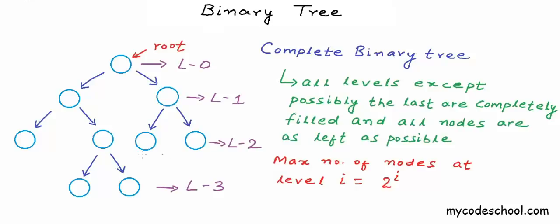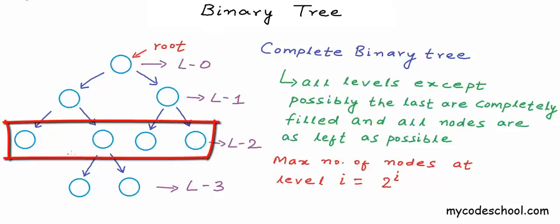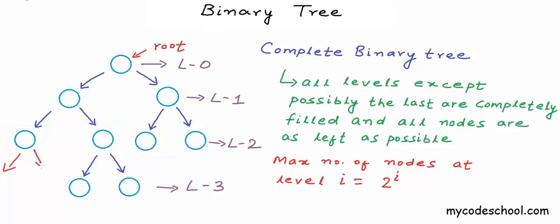Here in this binary tree we have 4 nodes at level 2, which is the maximum for level 2. Now each of these nodes can possibly have 2 children. I'm just drawing the arrows here. So at level 3 we can have max 2 times 4, that is 8 nodes.